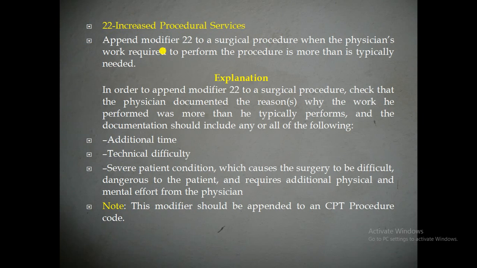Suppose a physician or a surgeon is performing a surgery, and the procedure is taking typically more time than the time required for the procedure. For example, if the actual time for the procedure is 2 hours, but it is taking more than 2 hours, say 3 hours, in those cases we will be appending the modifier 22 to that particular surgical procedure CPT code.